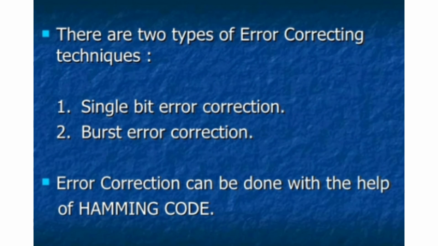There are two types of error correcting techniques: single bit error correction and burst error correction. Error correction can be done with the help of Hamming code.